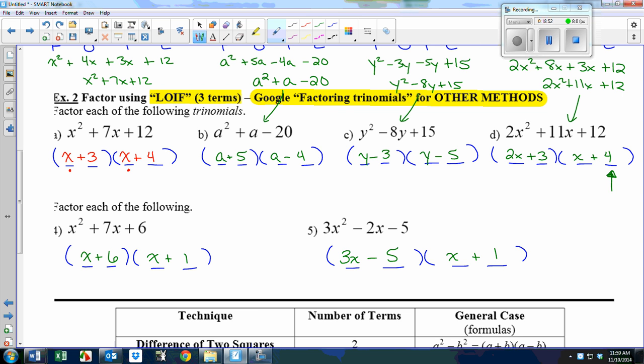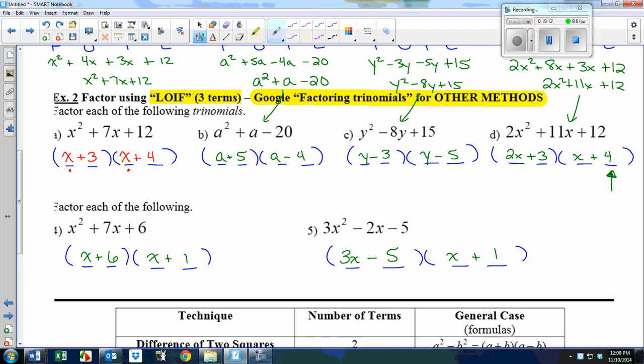All right, that's the process of thinking about FOIL backwards. Again, there are at least a dozen other ways to do this. One of them is on page P6 of your Algebra 2 Green Book, page P6. P stands for before chapter 1. Okay? All kinds of other ways.